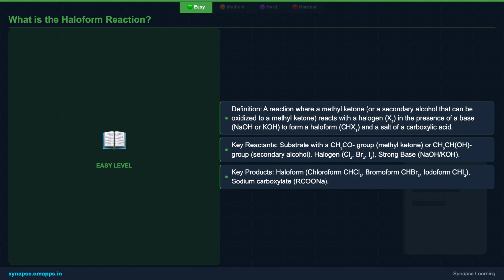The magic happens as it produces two main things, a haloform, which is a compound like chloroform, bromoform, or iodoform, and a salt of a carboxylic acid. This reaction is incredibly useful, especially for identifying certain compounds in the lab.